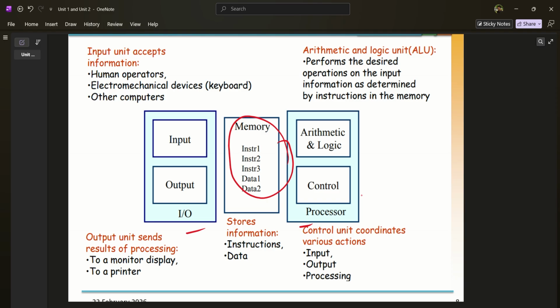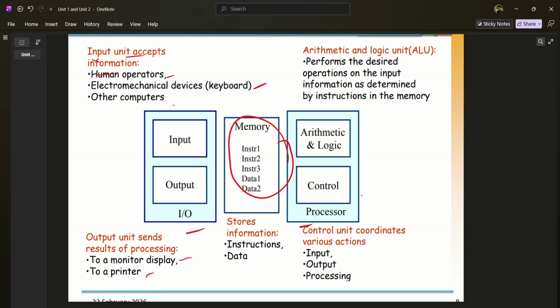Input unit. What does the input unit do? The input unit accepts information via human operators, through electromechanical devices, or through other computers as well. The output unit sends the results of processing. It will receive the processed information and send it outside, either to a monitor display or some kind of display mechanism, either a digital version or a physical version such as a printer. Next, ALU. This performs the arithmetic and logic operations on the input based on the instructions from the memory and gives the processed information.